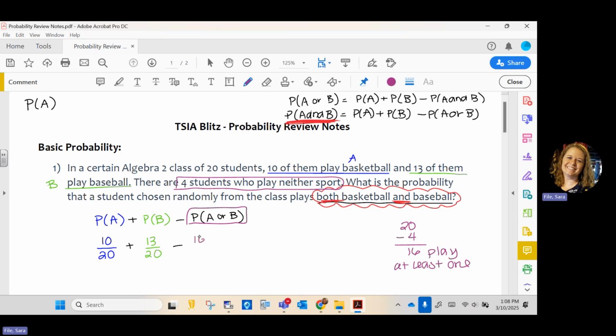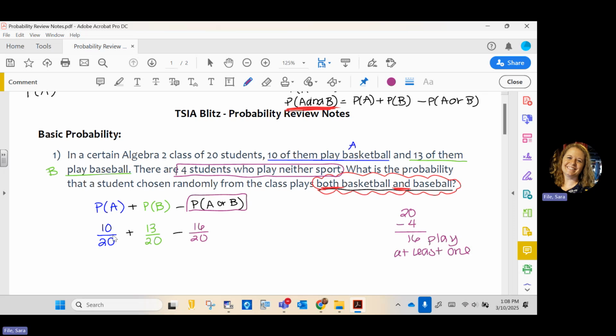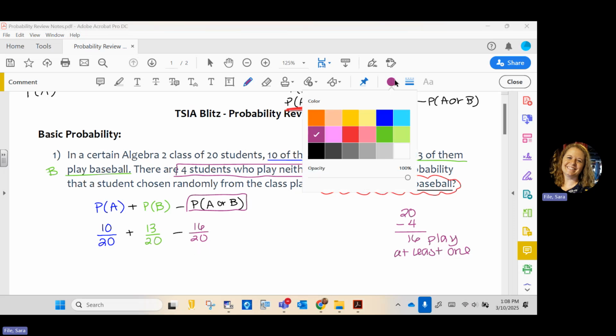So there's 16 out of 20 that play one or the other, right? If I calculate this, these are all out of 20. When you're adding and subtracting fractions, the denominator needs to be a common denominator, which it is. So really I'm just doing 10 plus 13 minus 16. And what does that come out to?